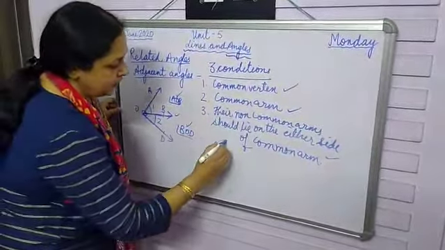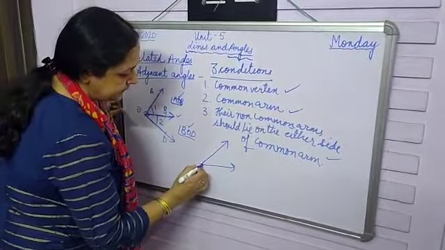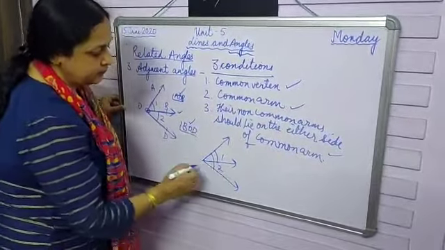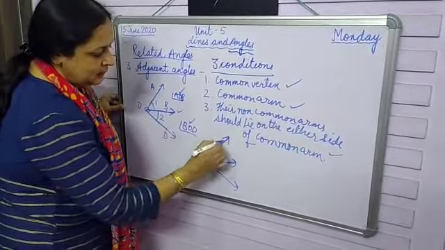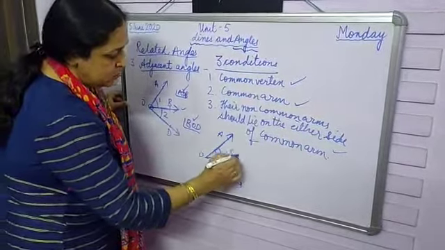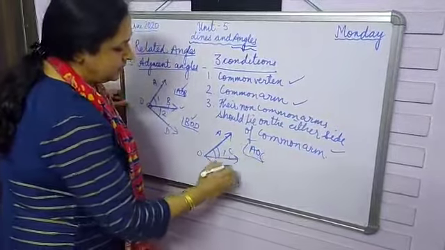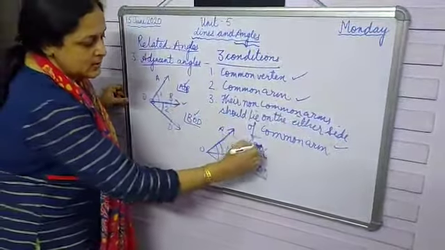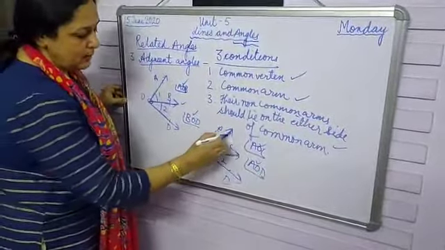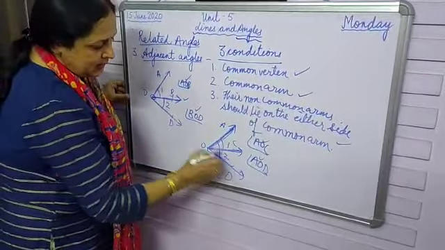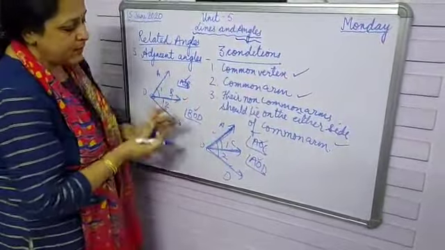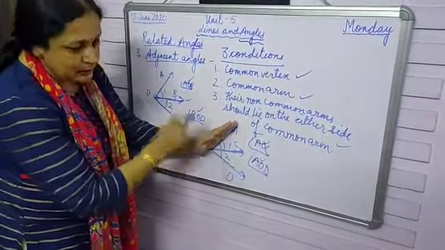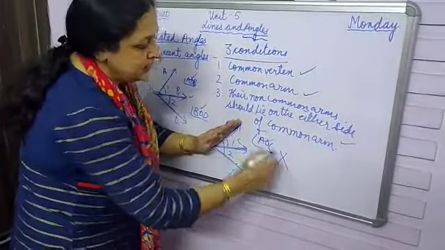Let us take one more figure. If I take this as angle 1 and this as angle 2, this angle 1 means AOC and angle 2 is AOD. Do they have common vertex? Yes, their vertex is common. Do they have common arm? AOC and AOD. Yes, AO is common. But if I put my hand on this common arm, do the other two arms lie on either side of the common arm? No. So these are not adjacent angles.